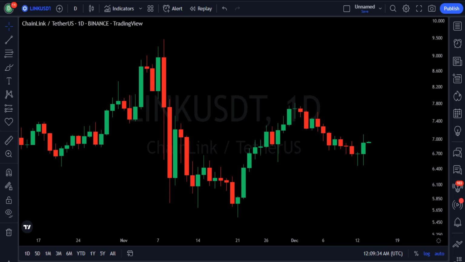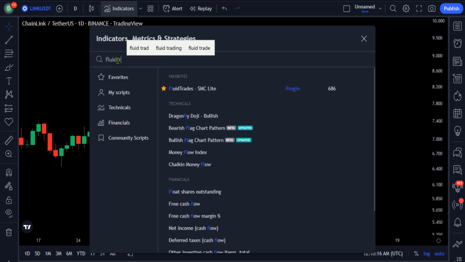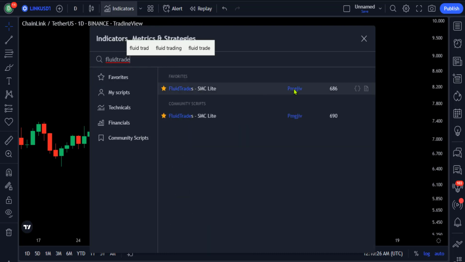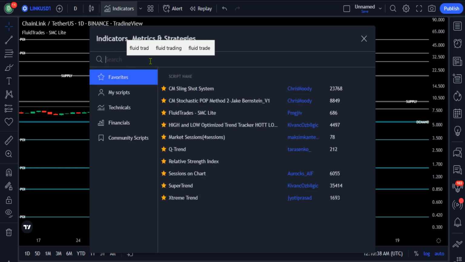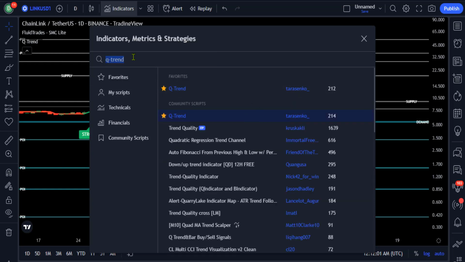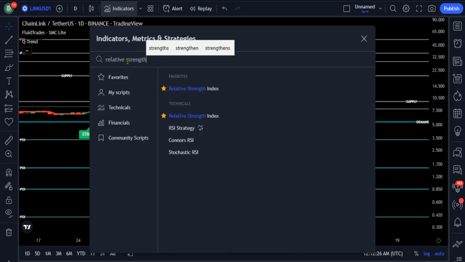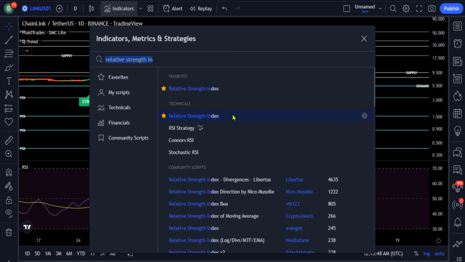In this strategy, we will be using 3 indicators. Now, you have to go to this Indicators tab over here and search for Flood Trades Indicator by PMG and click on the indicator. This will be our first indicator. The second indicator is the Q Trend Indicator by Tarasenko, and click on this one right here. The third indicator is the Relative Strength Index, the RSI. Click on the indicator to add it to the chart.